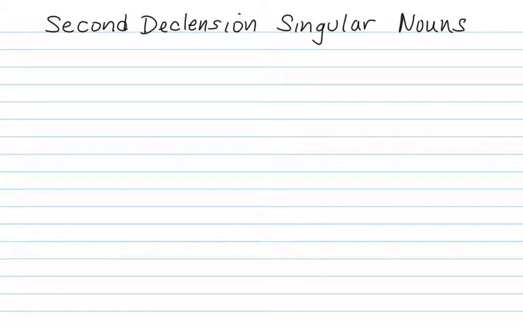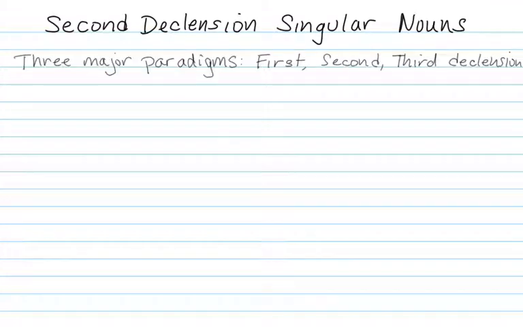So we're going to look only at the second declension singular nouns. In Greek, there are 3 major paradigms for noun endings. We call them the first, second, and third declension. For chapters 1 and 2, we've been working exclusively in the second declension. So you can forget about the first and the third for now. We'll be learning those later.